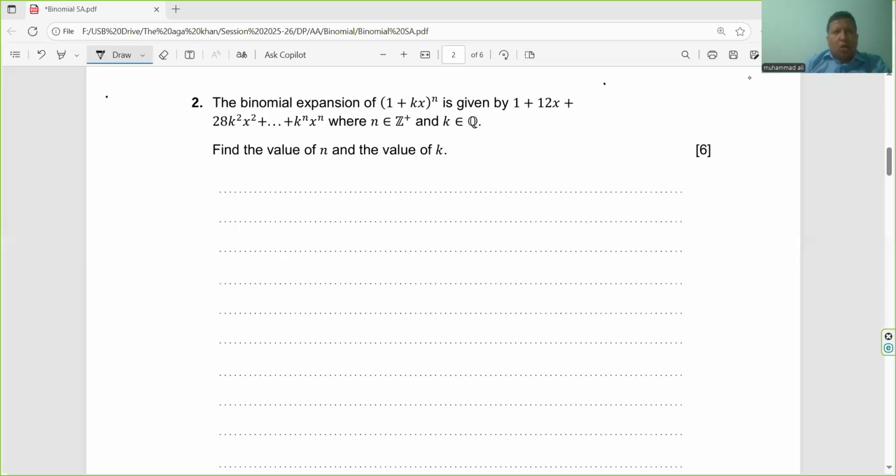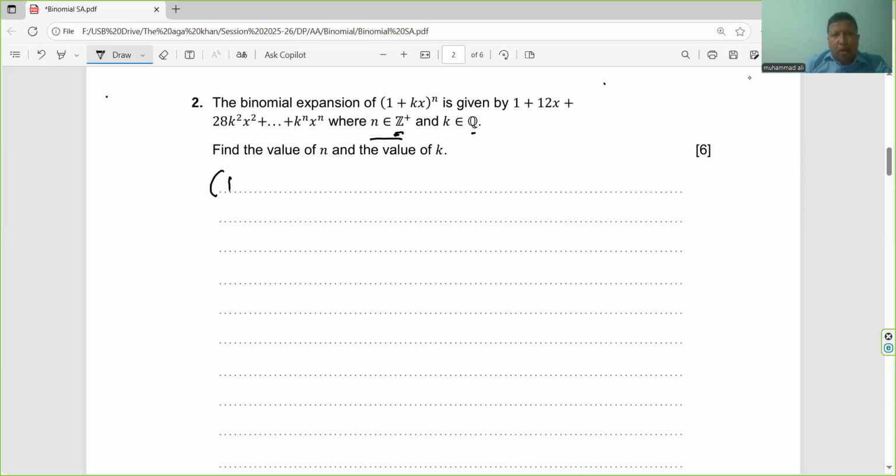Question number 2. The binomial expansion of (1 plus kx) whole to the power n is given by 1 plus 12x plus 28k square x square plus dot dot dot plus k to the power n x to the power n, where n belongs to integers and k belongs to natural numbers. So this is integer and this is natural number. Find the value of n and the value of k.